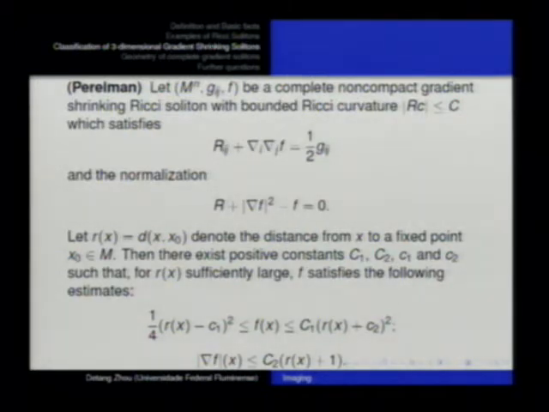Perelman proved that you have constants, small c1 and c2, such that the potential function is bounded below by 1/4 r squared, something like that, and less than some constant plus this. And the gradient grows at most linearly.